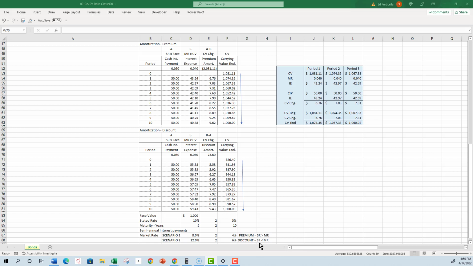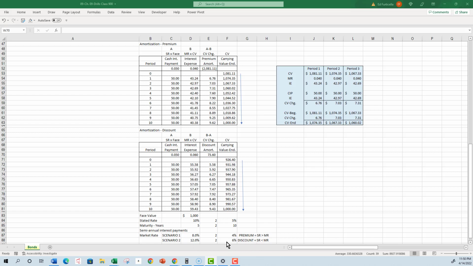In this case, our face value is $1,000, but when we issue the bonds, we're only going to receive $926.40, which is less than $1,000 because the stated rate is 10%, while the market rate is 12%. By receiving less and paying back $1,000 at maturity, the investors will receive a 12% return on their money.